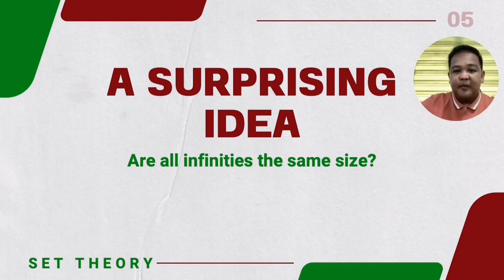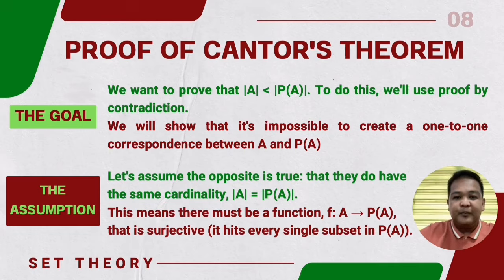This assumption forms the basis of our contradiction. By assuming a surjective function exists, we will uncover logical inconsistencies that prove our original statement that the cardinality of A is strictly less than the cardinality of P(A). In the next part, we try to construct a diagonal set to further explore this contradiction. Are you ready?